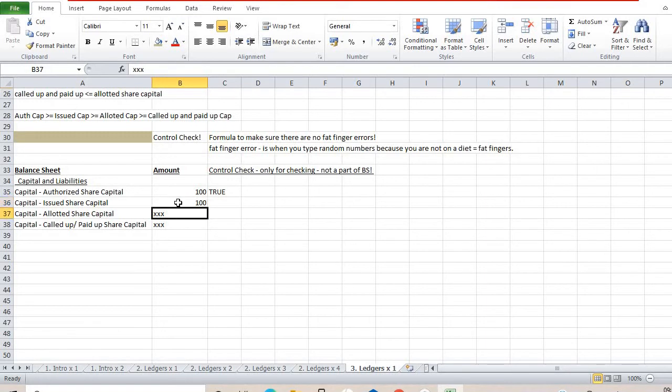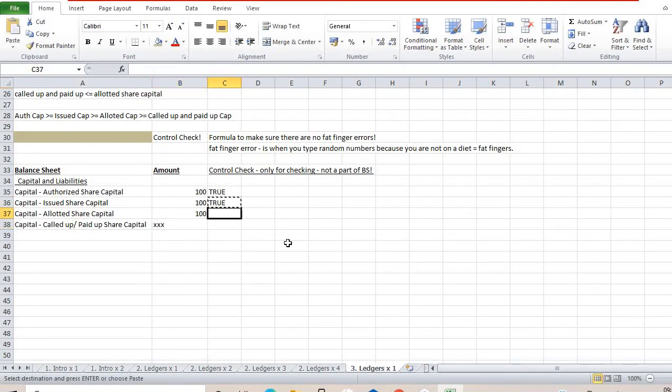So the next thing that I'll be doing is allotted share capital. So allotted share capital, let me put the same formula, right? So whenever you put the same formula, check for the formula, make sure your numbers are all in line. Now for allotted share capital, let's say 100, it says true. Check it for 99, says true. Check it for 101, it says false. It works well, okay? So let's put 100 for now.